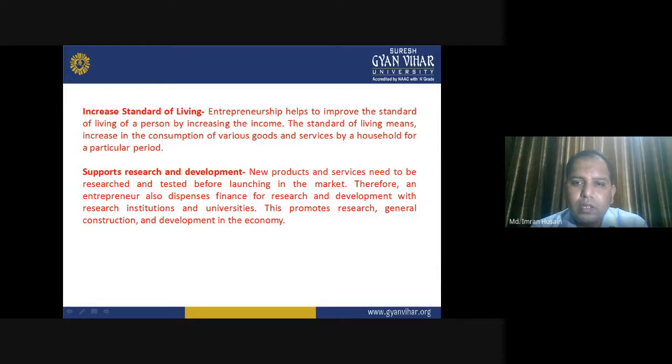Supports research and development. New products and services need to be researched and tested before launching in the market. Therefore, an entrepreneur also dispenses finance for research and development. With research institutions and universities, this promotes research, journal construction, and development in the economy.